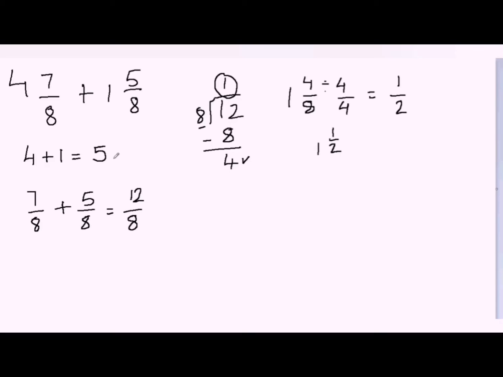As you can see, that is just the fractional part. We are not done yet. We have 5 to add. So let us add 5 to 1 and 1/2. First, add the whole numbers 5 and 1. So 5 plus 1 equals 6. And we will just copy 1 over 2. So 4 7/8 plus 1 5/8 equals 6 and 1/2. So the final answer is 6 1/2.